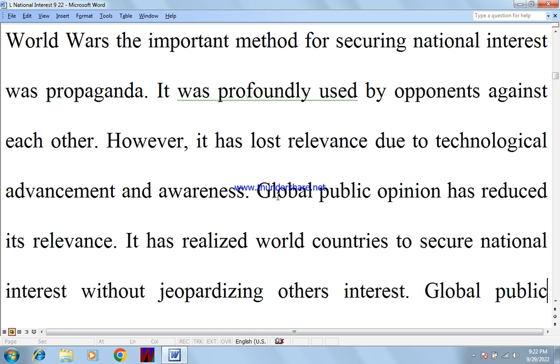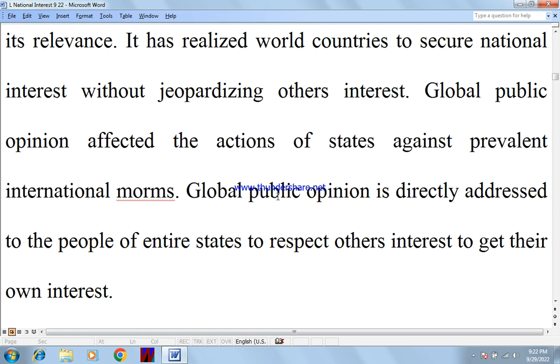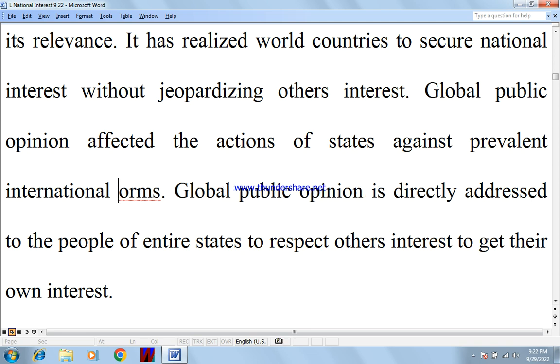Global public opinion has made world countries realize that they must secure national interest without jeopardizing others' interests. Global public opinion affects the actions of states against prevalent international norms. Global public opinion is directly addressed to the people of entire states to respect others' interests to get their own interest.